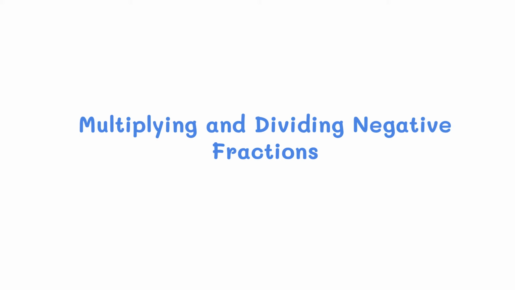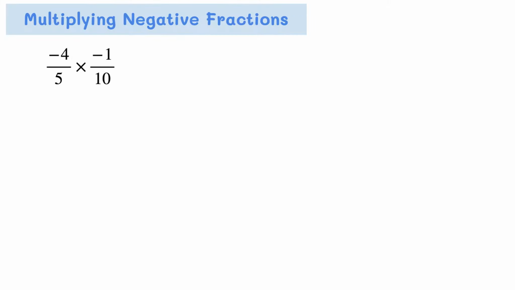So in this video, we're going to take a look at multiplying and dividing negative fractions. So let's get started. Let's take a look at our first example here. We've got negative 4 over 5 times negative 1 over 10. The first thing that we can do is think about what sign we're going to have.